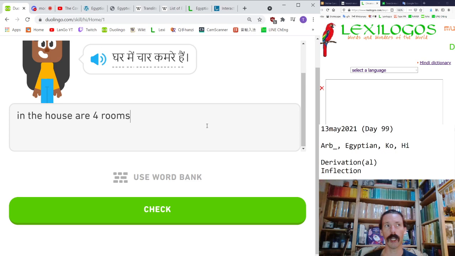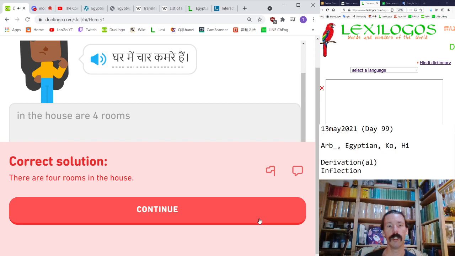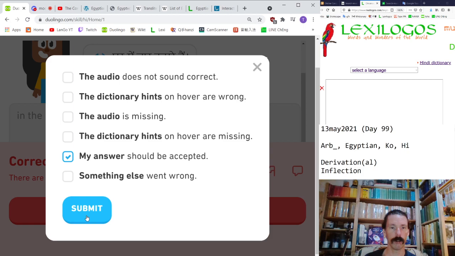Maybe it's a different counter term. Do you know, Ricochet? How would you say four rooms in Japanese? What counter would you use? There are four rooms. Heya ga yondai arimasu? I don't know. In the house are four rooms. I think I said pretty much the same thing.